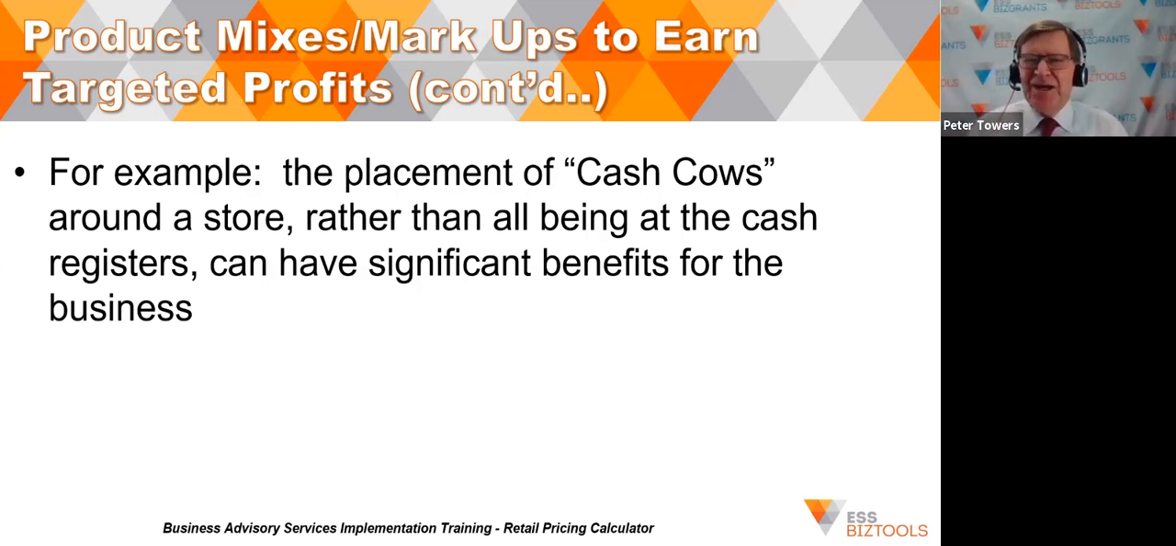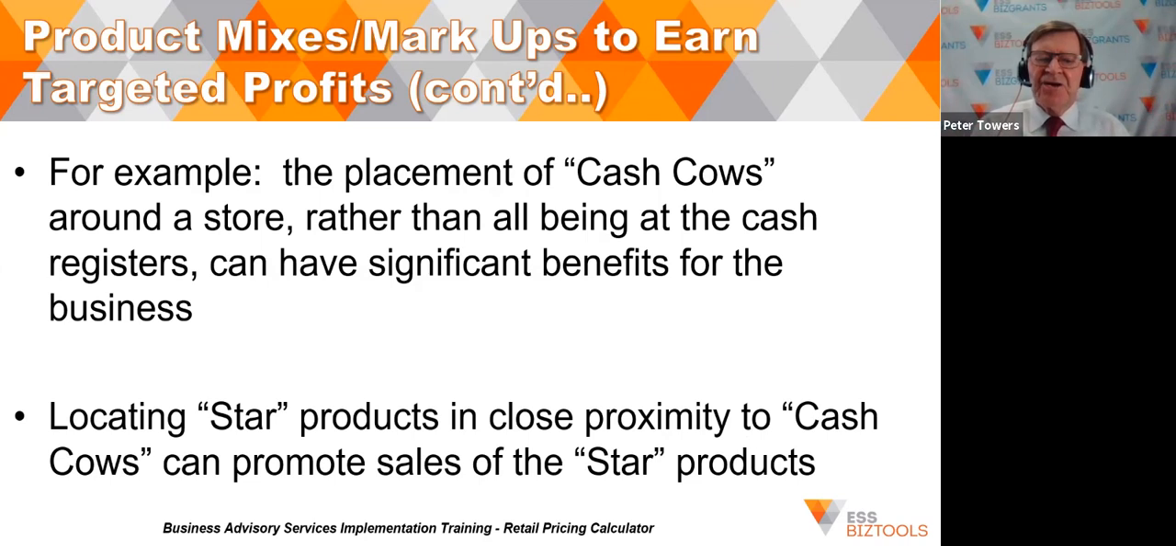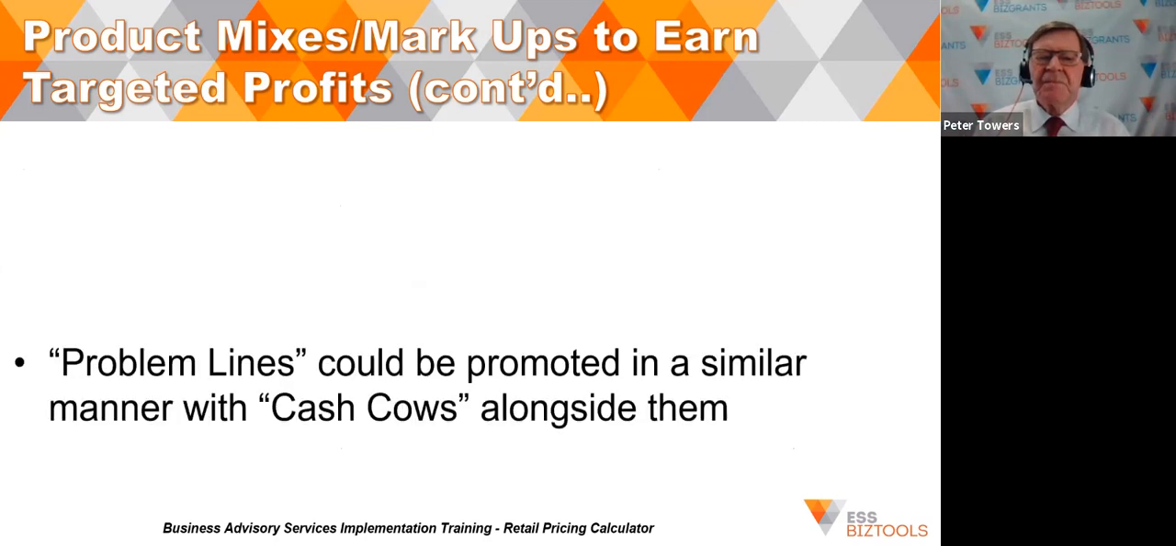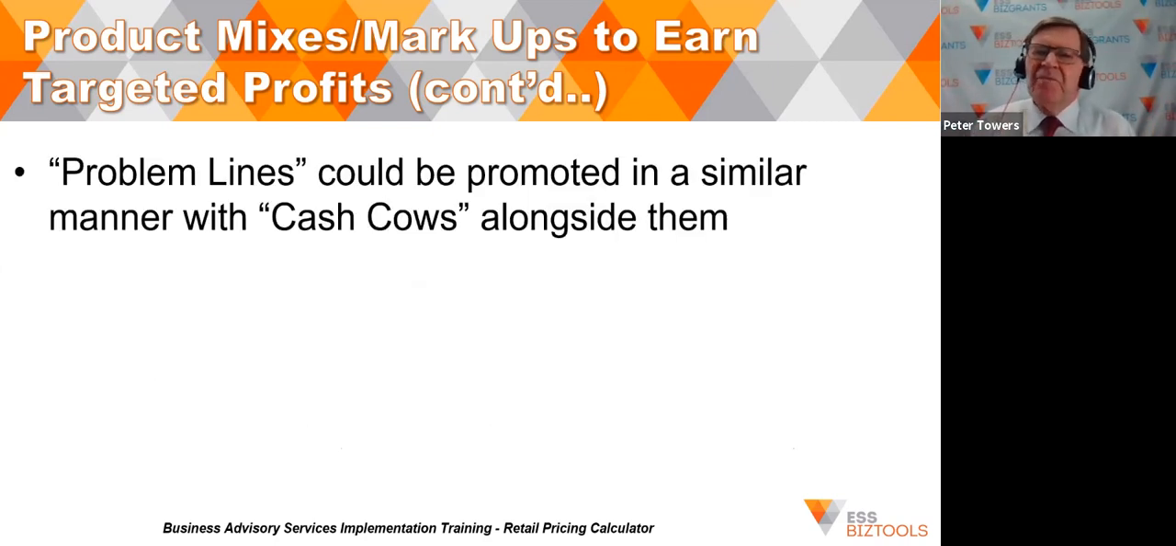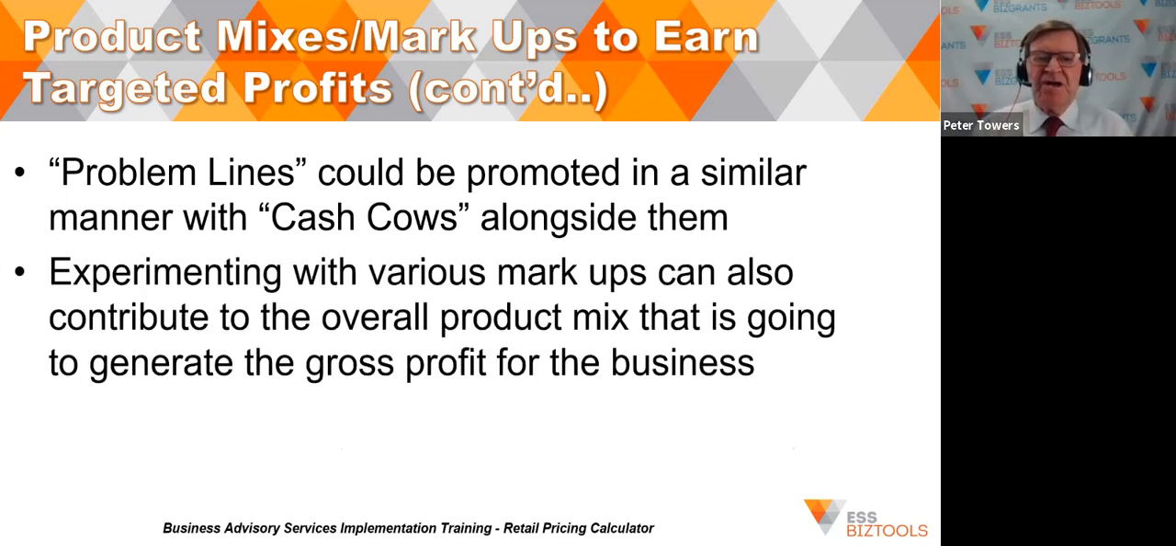I can only assume they're star items. So think about how you set up your store. So locate the star products in close proximity to cash cows. And the problem lines, well, I'd put them around the cash cows also. There's a better chance that someone will pick them up and say, oh, we might buy this. We're not worried it's last year's colours, or it mightn't be a famous food product, but people might buy it.